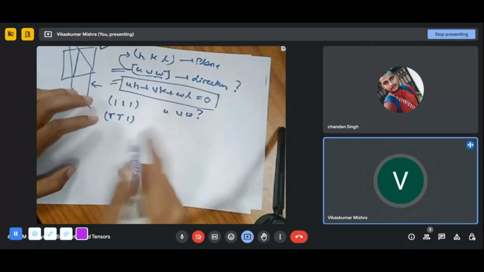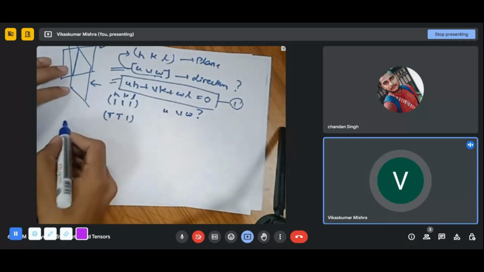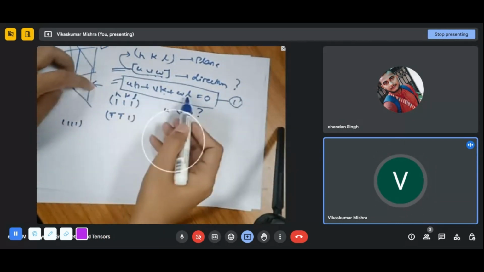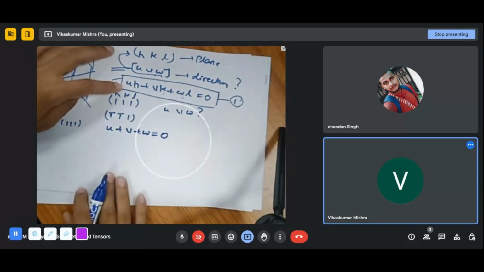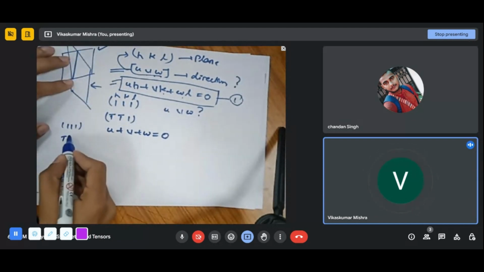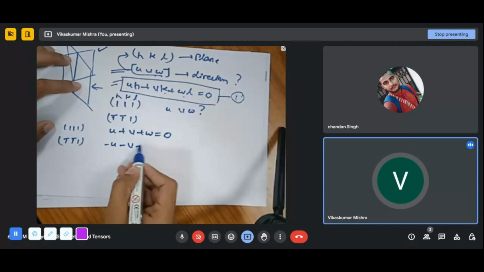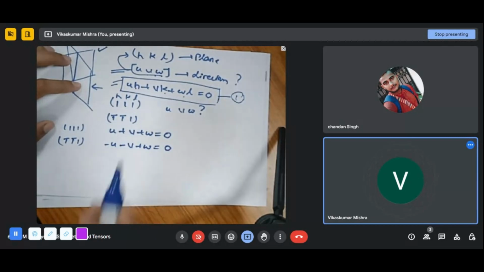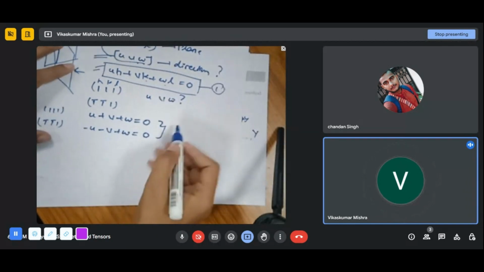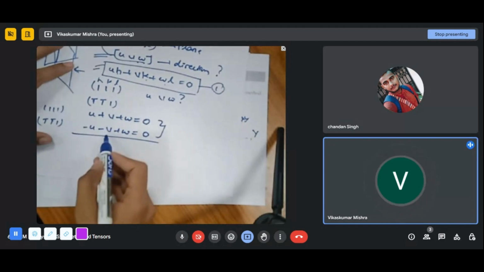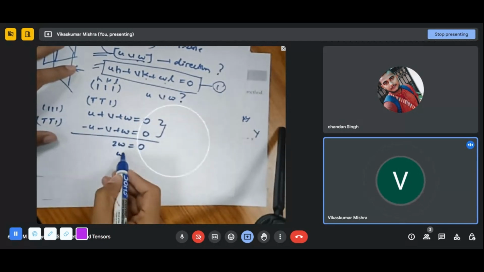Let's apply the Weiss Zone Law, with H, K and L. For the (1 1 1) plane, HKL will be 1 each, so we get U plus V plus W equal to 0. For the (1 bar 1 bar 1) plane, we get minus U minus V plus W equal to 0. Now let's add them. U cancels out, V also cancels out, V and minus V. We get 2W equal to 0, and W is equal to 0.